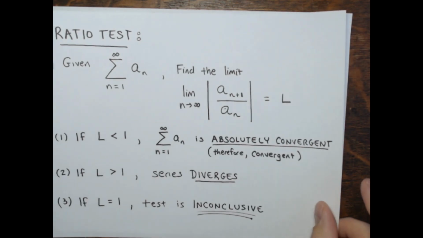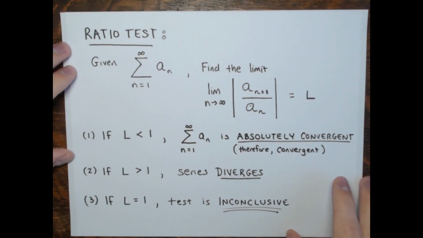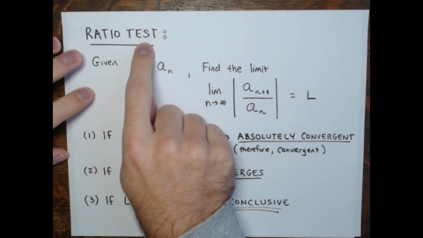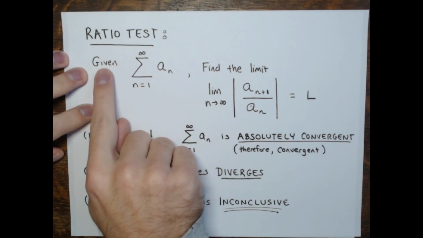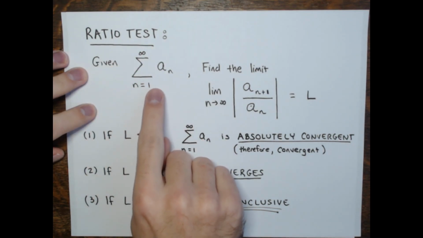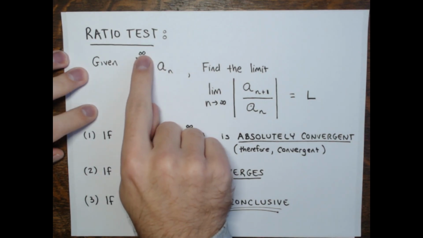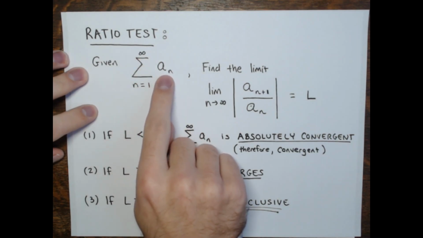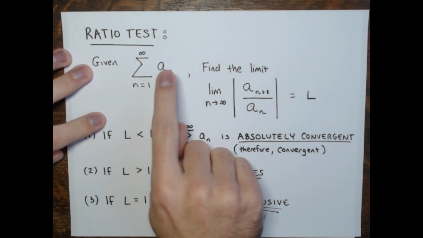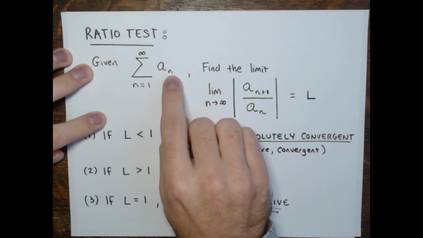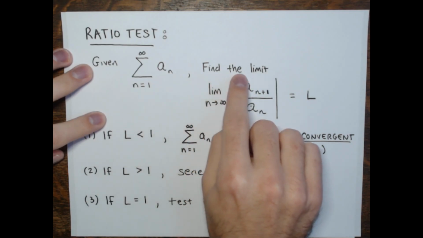So the first test, in the title of this section 5.6, is the ratio test. We're given some infinite series, the sum from n equals some starting integer, usually 1, to infinity, of the terms of some sequence, a sub n. So to apply this ratio test, find the following limit.